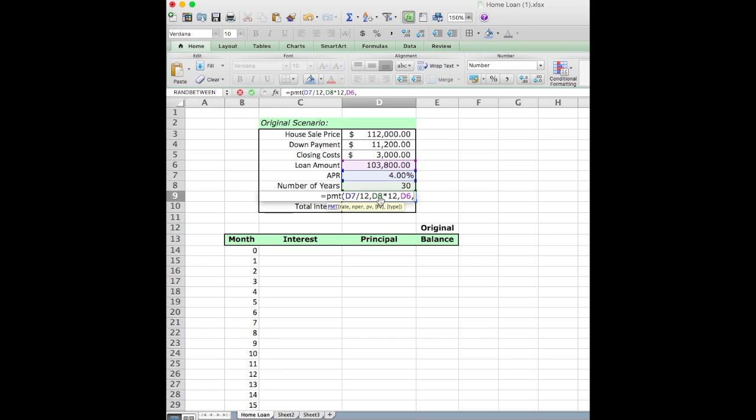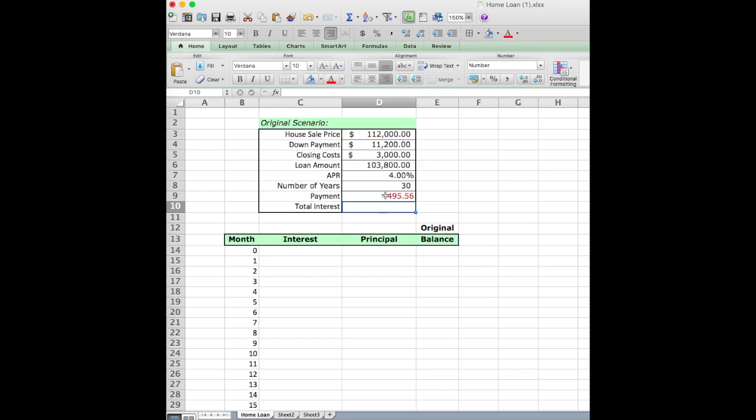And now it wants the future value. And of course we want the future value to be 0 once we're done. So I type in 0, and then I hit enter, and we see that the loan payment for this scenario is $495.56.